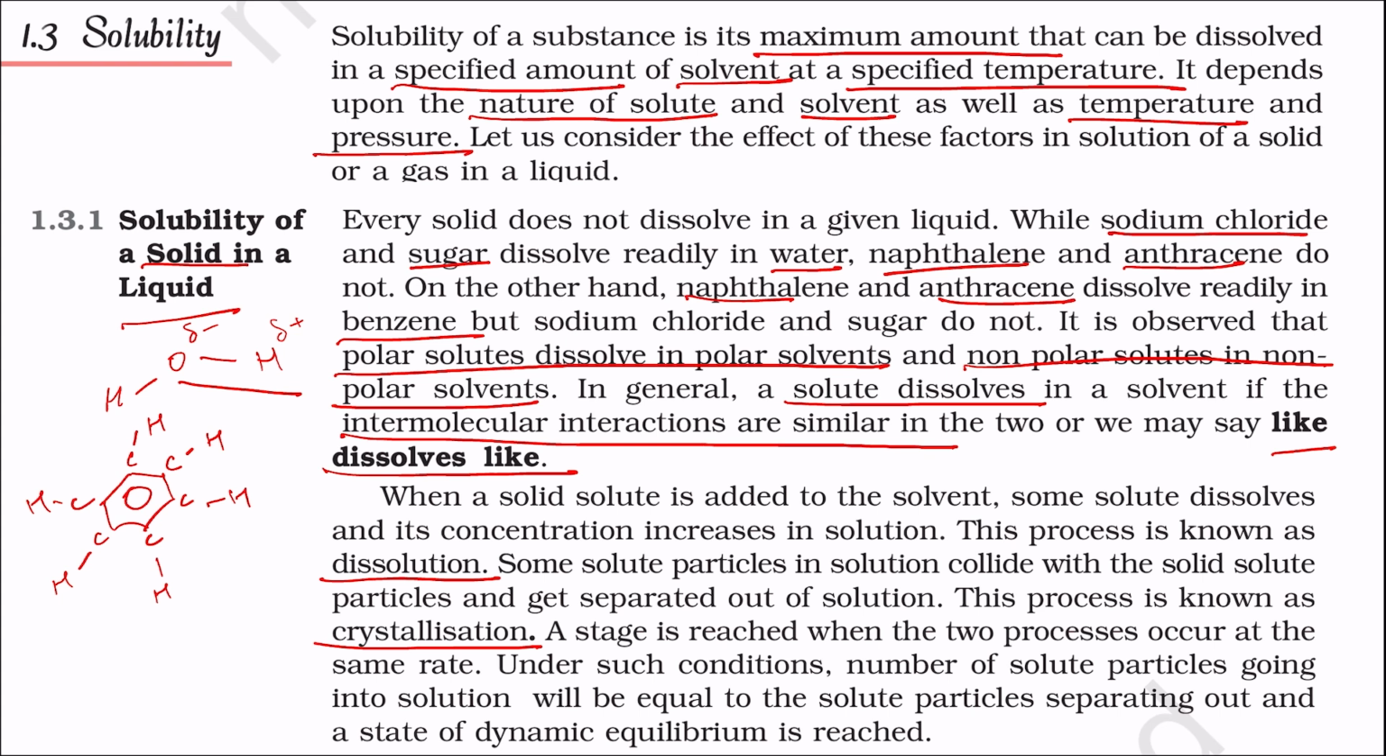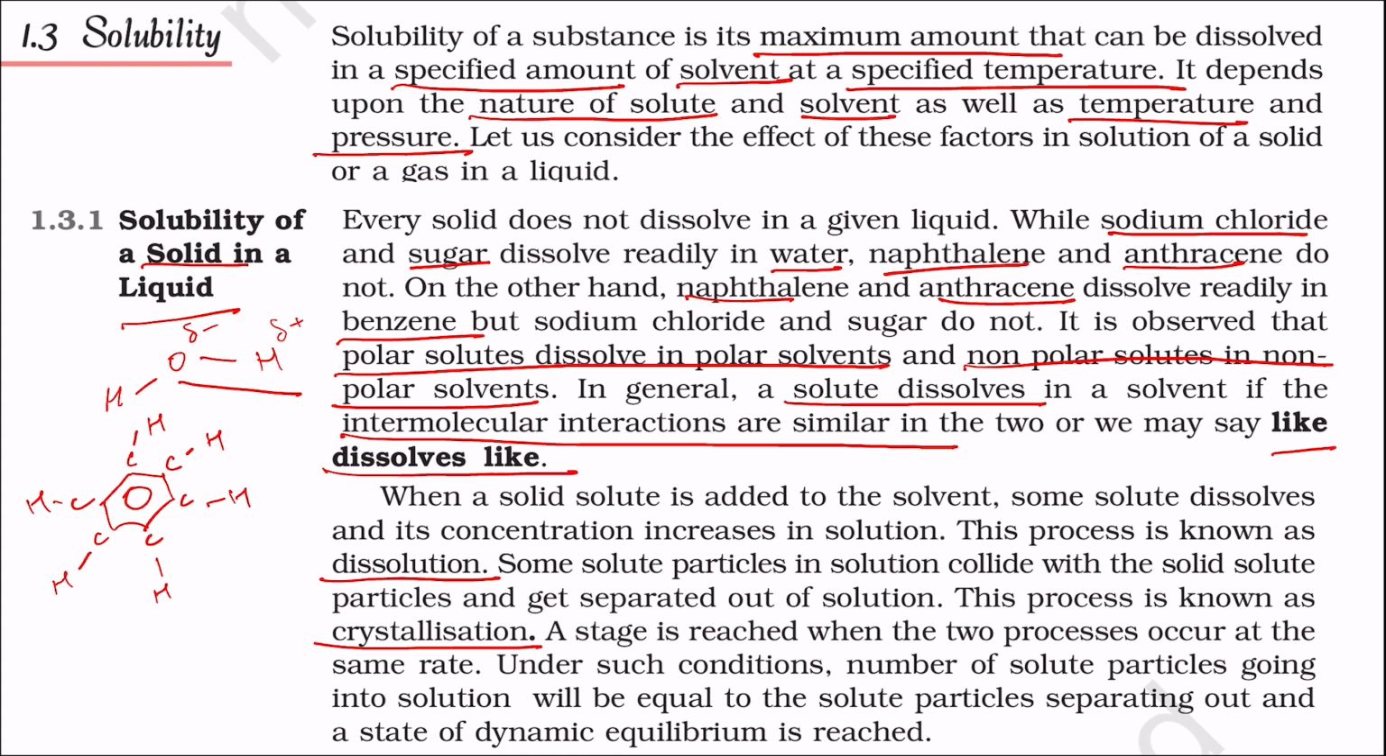What happens under such conditions? The number of solute particles going into solution will be equal to the solute particles separating out of the solution. That is, the rate of dissolution is the same as the rate of crystallization and a state of dynamic equilibrium is reached. And at this stage, the amount of solute present in solution at a given temperature is its solubility.